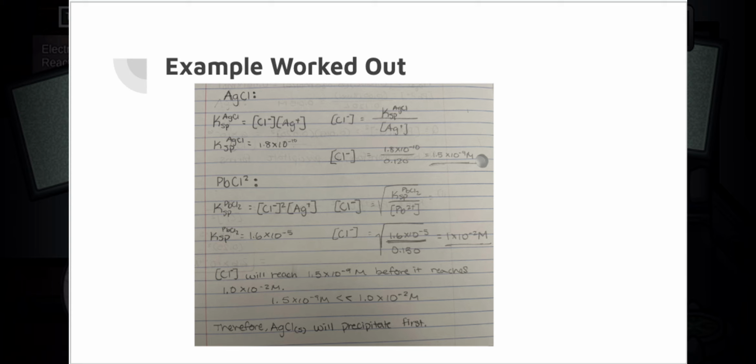And for the PbCl2 solution, this is the Ksp equation. When we manipulate this, we need to take the square root of Ksp over the Pb2 plus concentration to account for the Cl squared in the Ksp formula. Plugging in the 0.150 molarity from the question, we get 1 times 10 to the negative 2 molarity for Cl minus in PbCl2. Since the Cl concentration needed for AgCl is less than the Cl concentration needed for PbCl2, AgCl will reach its lower concentration first, meeting the criteria to form a precipitate. Therefore, AgCl will precipitate first.